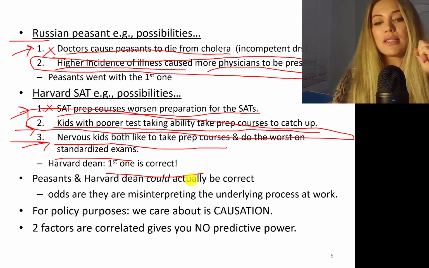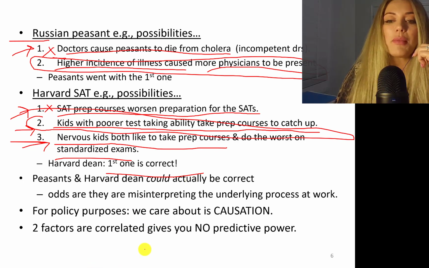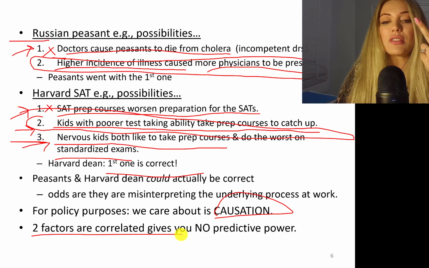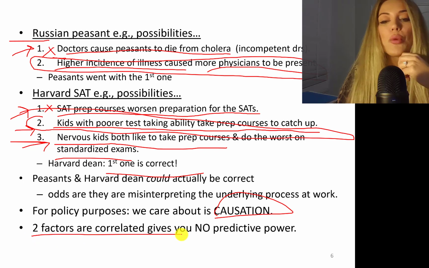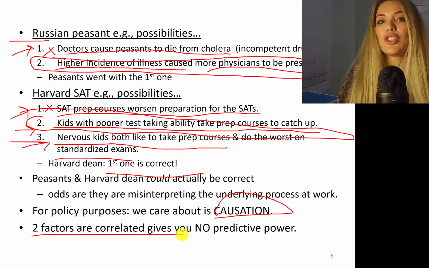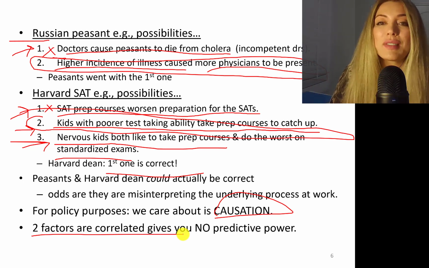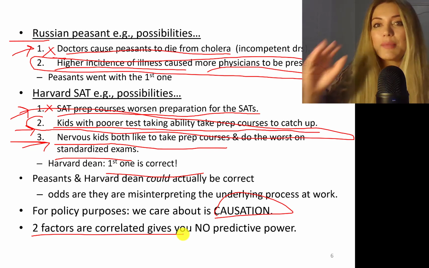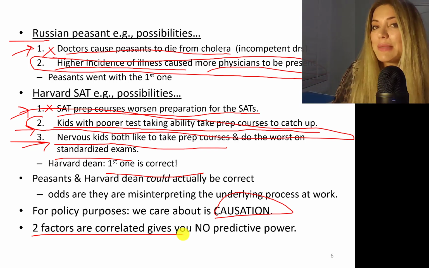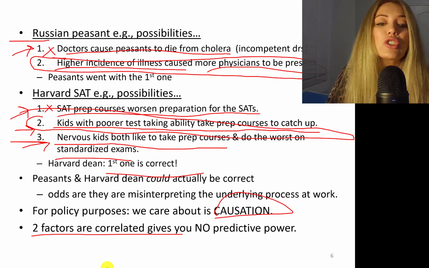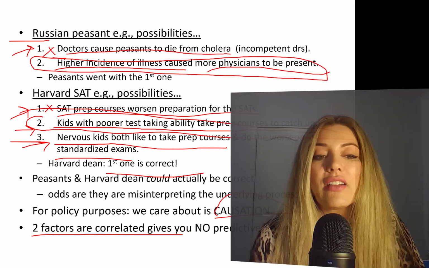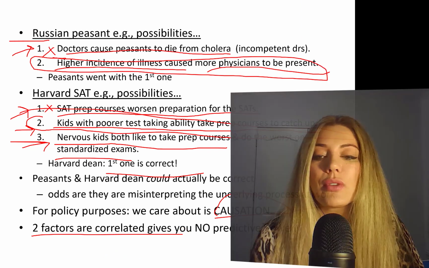So for policy purposes, we care about causation. Two factors being correlated gives you no predictive power. You're just looking at the relationship. Oh, great, I'm starting to get Christmas cards, therefore Christmas must be around the corner. But Christmas cards don't bring about Christmas. Think about that. Again, we care about causation.